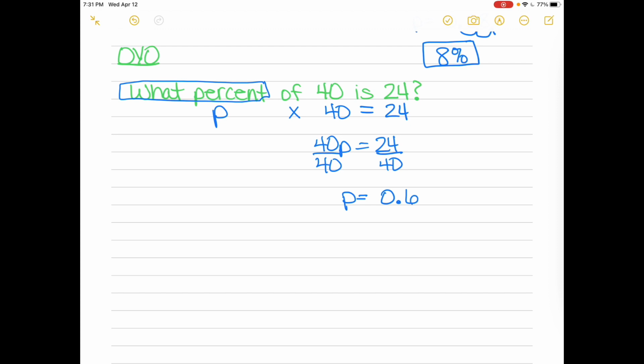This is the decimal, but I want to know the percent. So I'm going to move the decimal point 2 places. If you move it 2 places and there's a blank, then you need to fill that in with a 0. So my answer is 60%. Hopefully you got that answer also. If you did not and you're still not understanding, go back through and watch this video again. That's it for lesson 10.2.